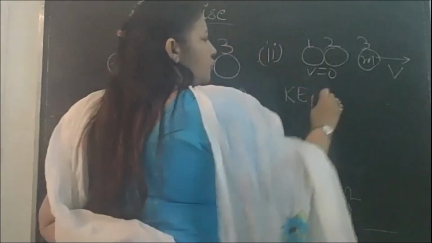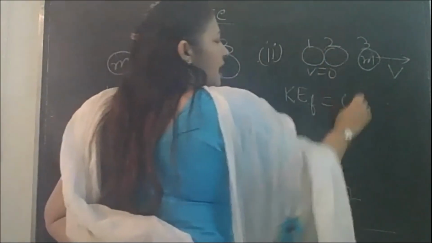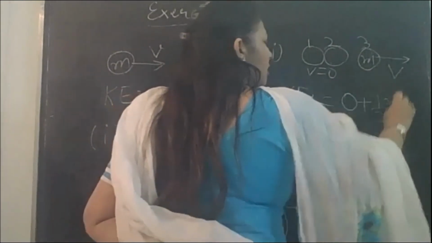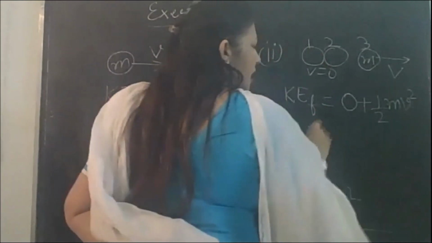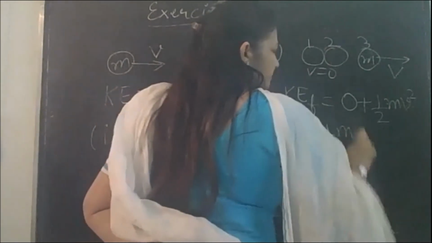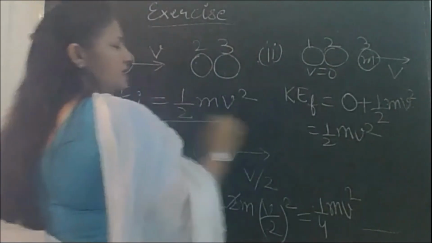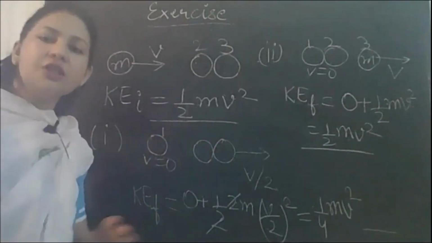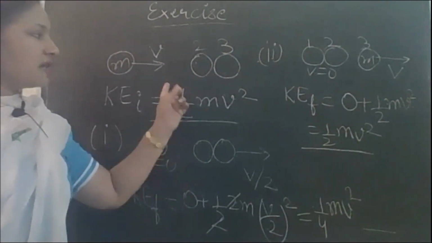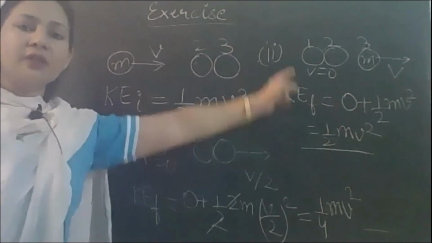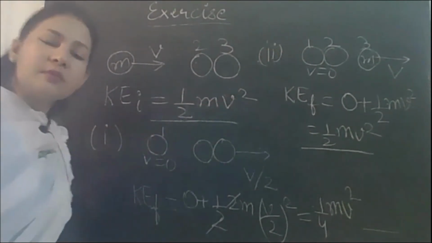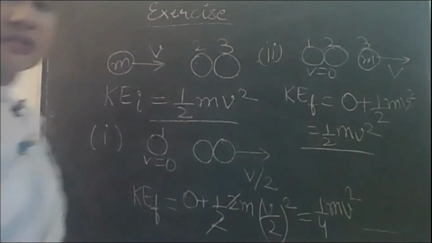Let us find the final kinetic energy in this situation. Both these balls will have zero kinetic energy. What is the kinetic energy of the third ball alone? That is half mv square. So in this case, our final kinetic energy is the same as the initial kinetic energy. So yes, kinetic energy is also conserved in the second possibility. So this is our answer.